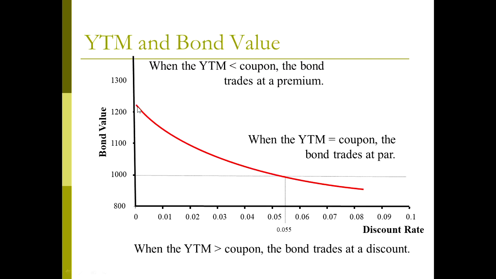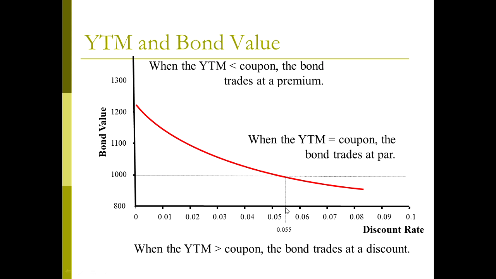Okay, so let's plot the bond price, or the bond value, on the vertical axis, and on the horizontal axis we have the discount rates. And then let's see what happens. When the discount rate or the yield to maturity is 5.5%, you see the value of the bond is exactly $1,000.